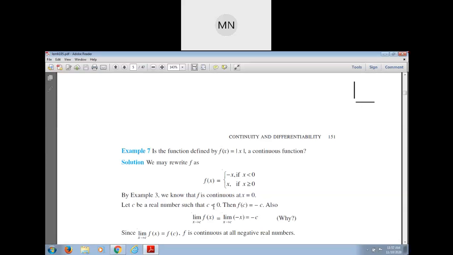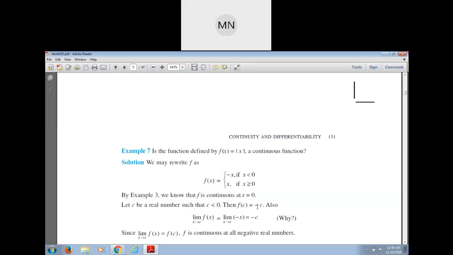When c is less than 0, what is f of x? f of x equals minus x. From the definition, we can easily find f of c equals minus c, because when x is less than 0, it is minus x. We consider c less than 0, so f of c will be minus c. And here we also consider c less than 0, so we consider the lateral limit. So the limit as x tends to c minus of f of x is also minus c.